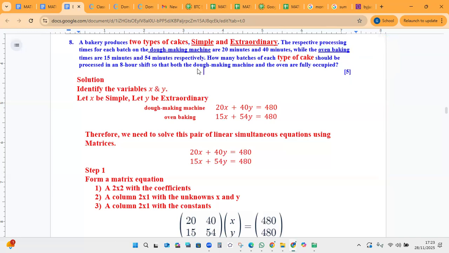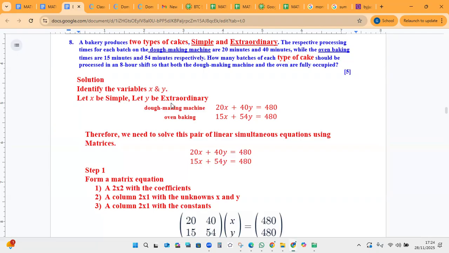How many batches of each type of cake? Okay, how many simple and how many extraordinary? So these are the variables. These are what varies. Should be processed in an 8-hour shift so that both the dough making machine and the oven baking are fully occupied. So in the solution, it says you have to identify the variables, what varies, X and Y. So we can make X be simple. Let X be simple and let Y be extraordinary.